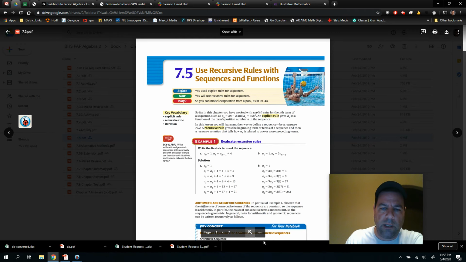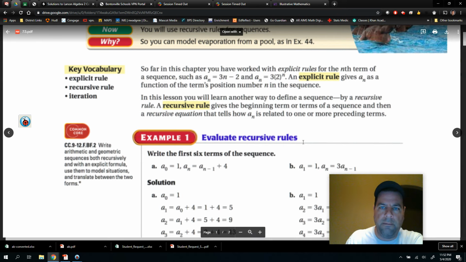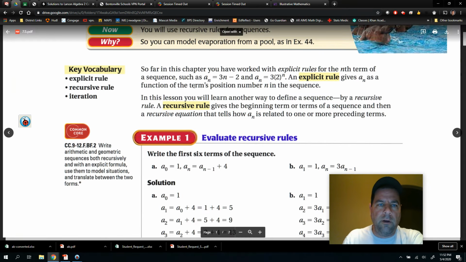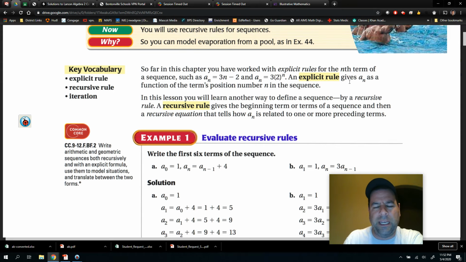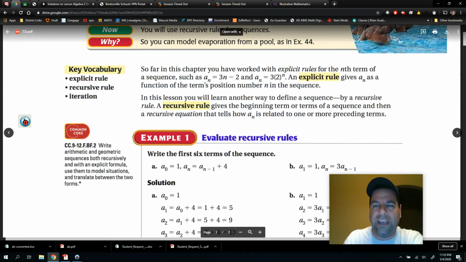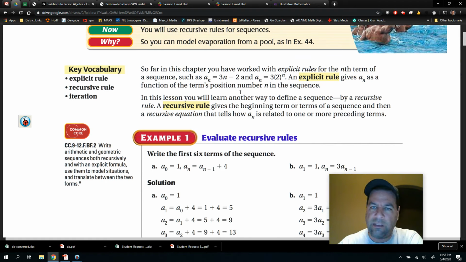Recursive. Okay, y'all will like this, I think. Focus. There you go. So far in this chapter, we've worked with explicit rules. I like explicit rules better than I like recursive rules. But the explicit rule gives a rule for that term. So if I want the 9th term, I plug in 9. If I want the 20th term, I plug in 20. That's an explicit rule. That's the one that we use a lot of. It's a lot easier to do.